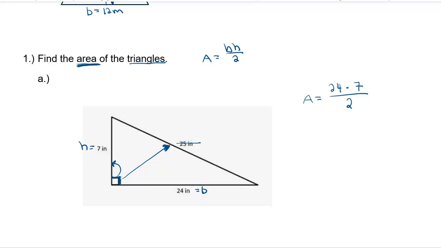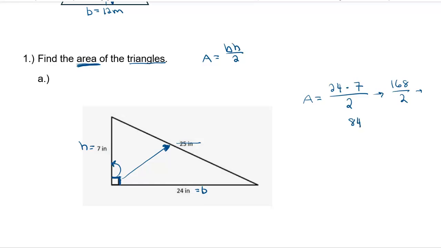In simplifying, I need to simplify my numerator, and I get 168 over 2. I know that because the denominator is a 2 and the numerator is even, 2 goes into 168. So I'm going to go ahead and divide by 2, and I get 84.